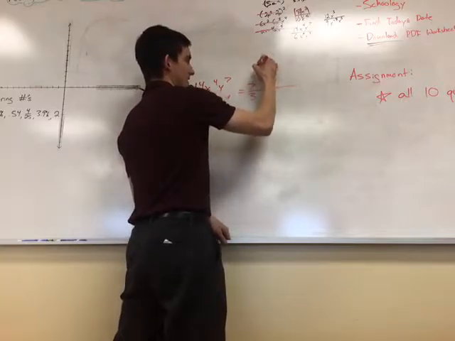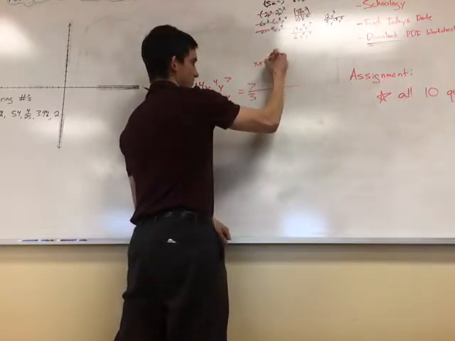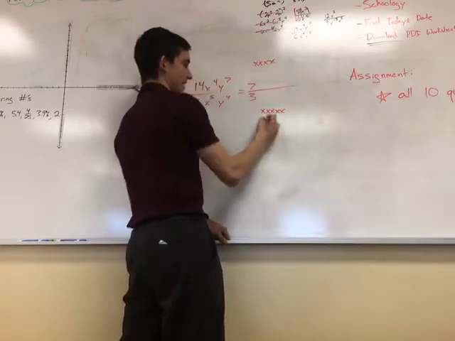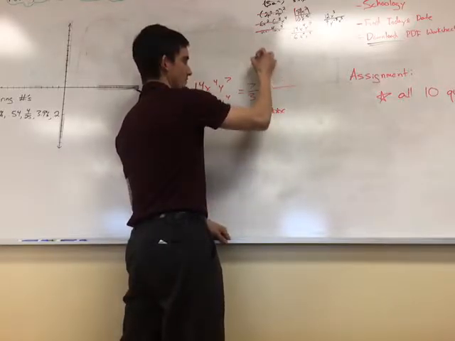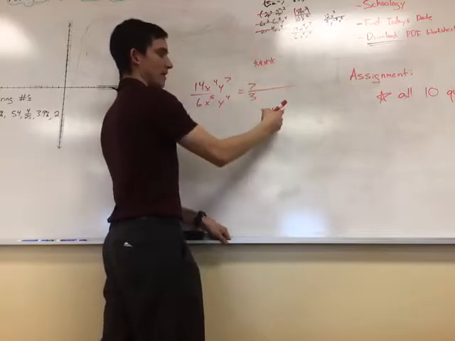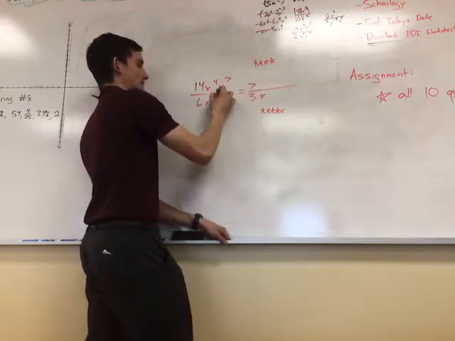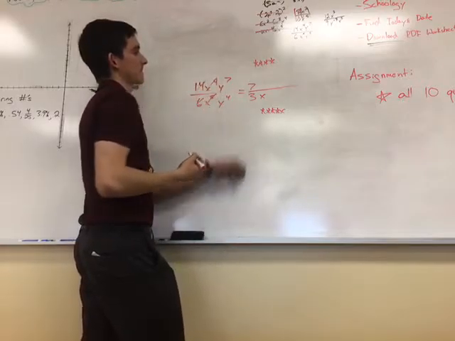So think about it. You've got x to the 4th on top, 1, 2, 3, 4. X to the 5th on bottom, 1, 2, 3, 4, 5. So when you're canceling, 1, 2, 3, 4, 1, 2, 3, 4. You can cancel 4 out. You're going to be left with 1 on the bottom. Okay, so I have 1x left on bottom after these cancel out.